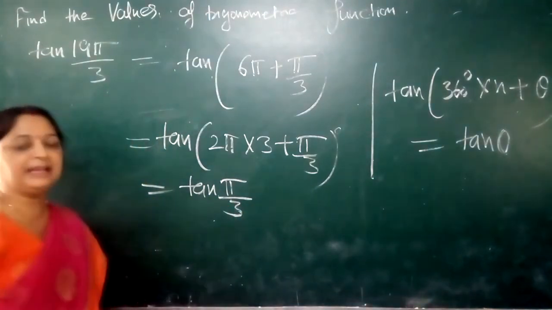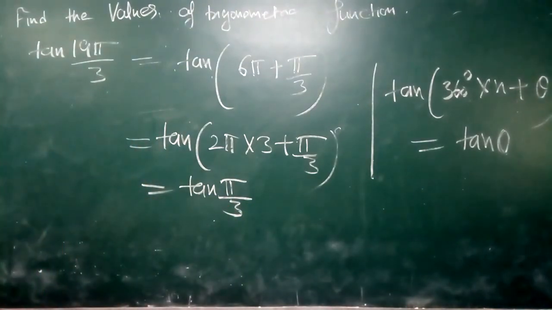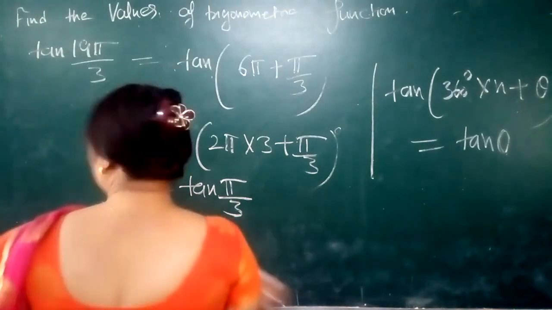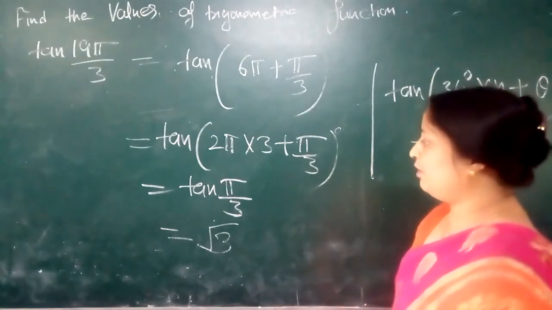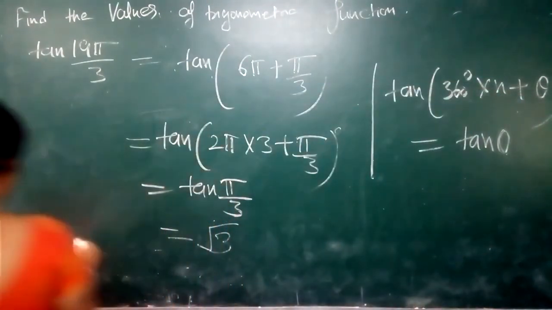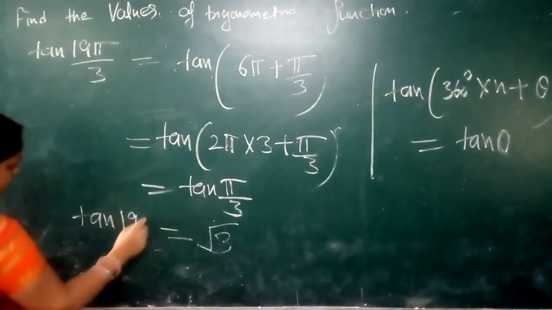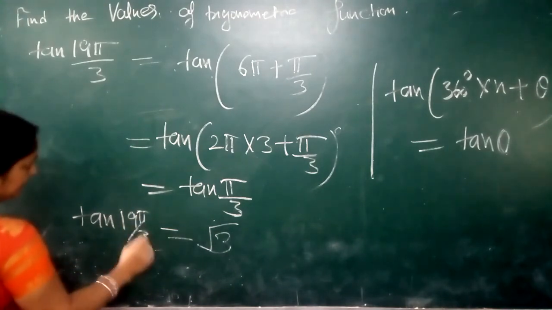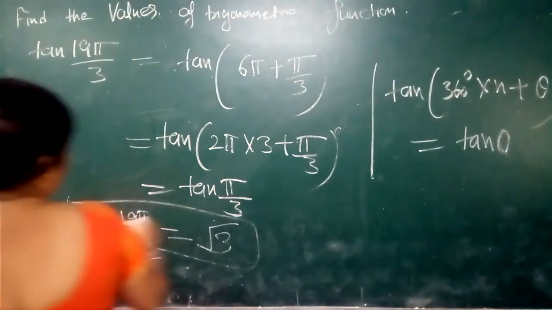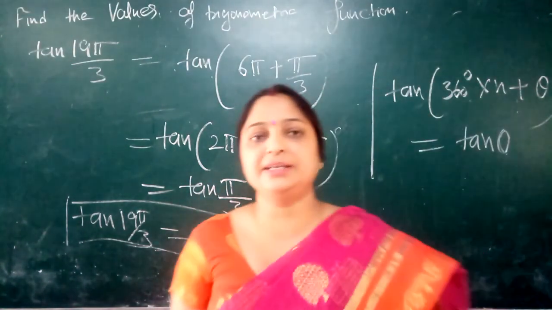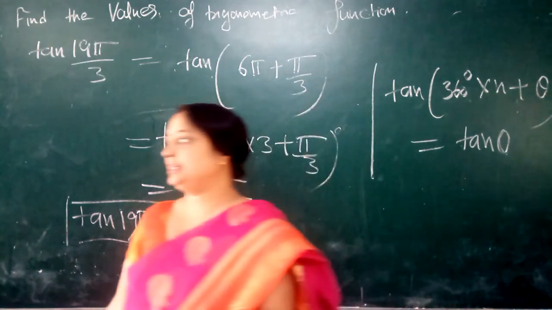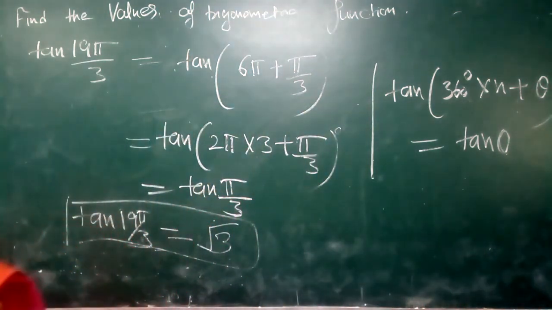Now the value of tan pi by 3: pi is 180, so 180 upon 3 is 60 degree, and the value of tan 60 degree is root 3. So this is the answer of tan 19 pi upon 3. You can see here this is 360 into something plus pi upon 3, meaning it is coming in the first quadrant. In the first quadrant all trigonometric functions are positive, therefore it is positive. So this is question number 8.